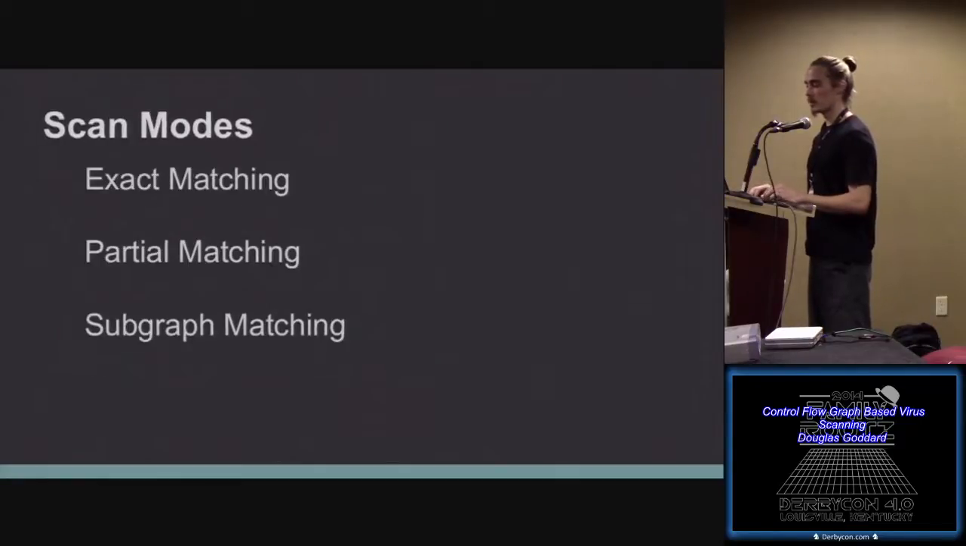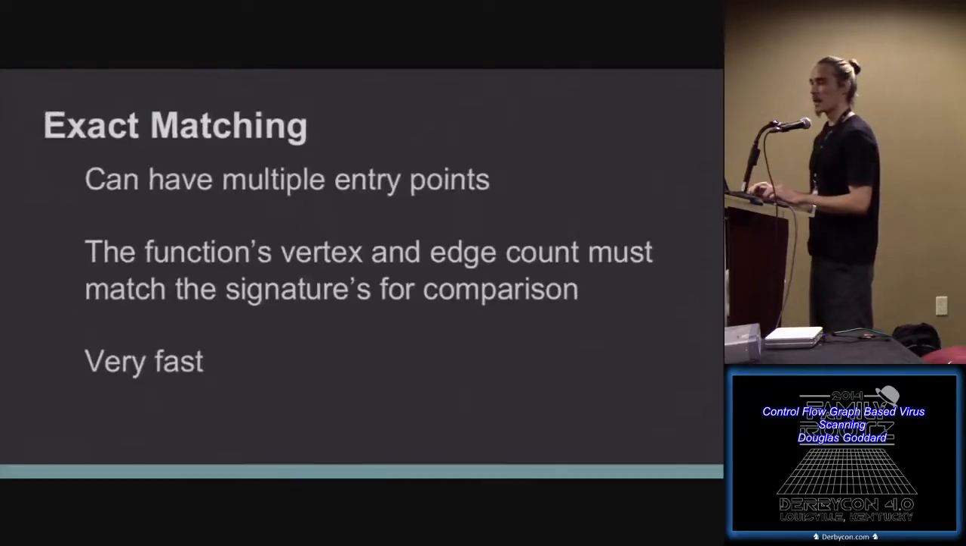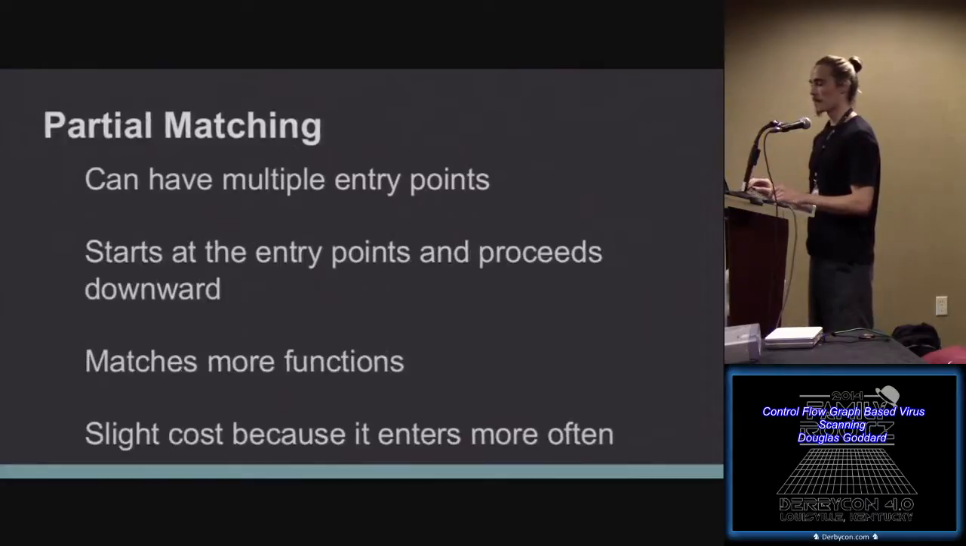So in the tool, there are 3 scan modes. There's exact matching, partial matching, subgraph matching. Exact matching can have multiple entry points, and in Android there is only one entry point into the function, but the try-catch statements do not have a clear branch to them, so they're treated as alternate entry points. So you can have a bunch of try-catch statements also matched in this graph matching. The vertex and edge count must be exact. This was a decision, once I tried it, it was the fastest way to do this, so that got put as default.